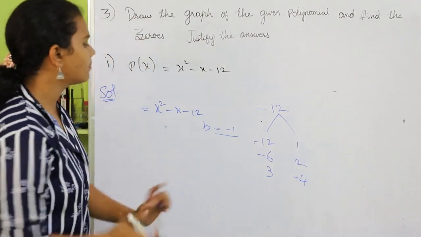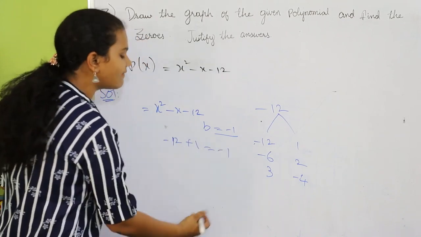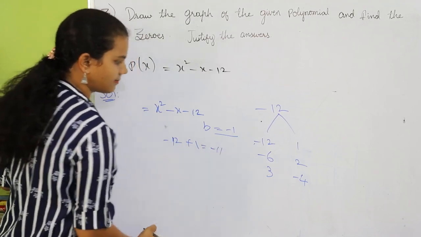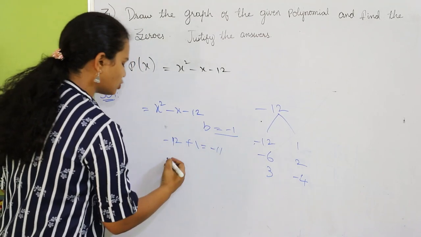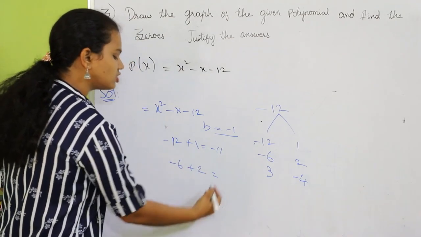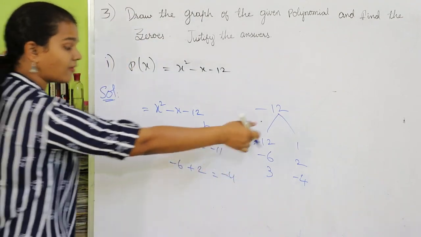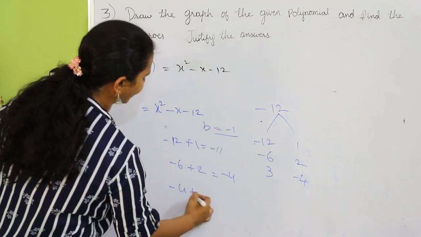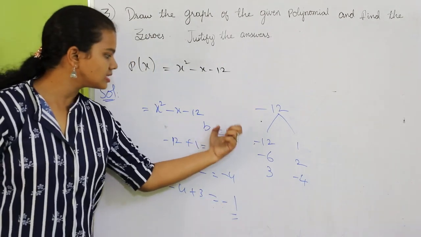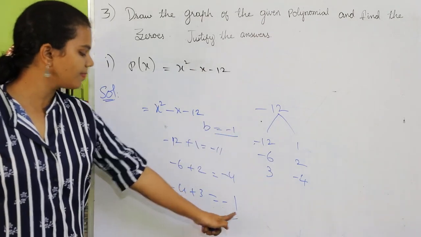So let me try adding: minus 12 plus 1 gives minus 11. Minus 6 plus 2 gives minus 4. And the last one, minus 4 plus 3 equals minus 1. So I got the value minus 1.